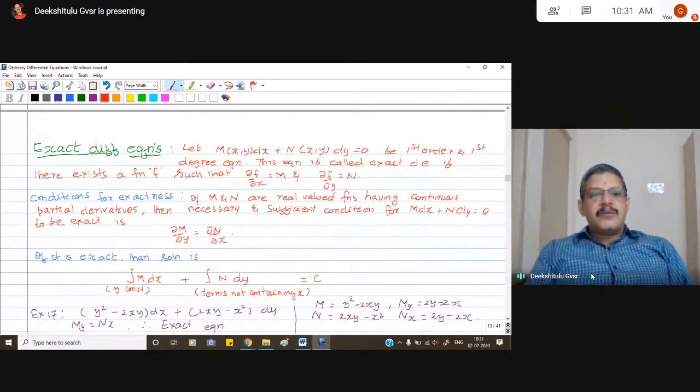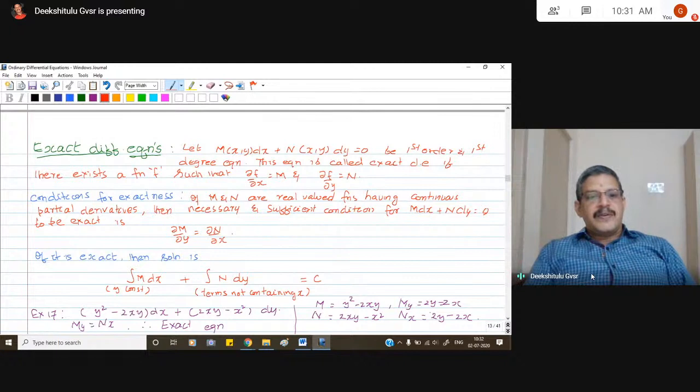But anyhow, just once again go back to the conditions for exactness, so that we have 2-3 more methods to do. If you recap these things once again, it will be easy for us. So let M dx plus N dy is equal to 0 be a first order, first degree equation. This is called an exact differential equation if there is a function f such that ∂f/∂x is equal to M, ∂f/∂y is equal to N. And the testing condition for checking whether this equation is exact or not is ∂M/∂y is equal to ∂N/∂x. Here M and N are real valued functions having continuous partial derivatives.